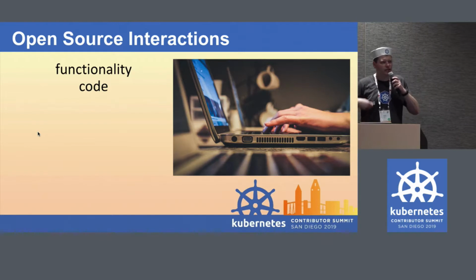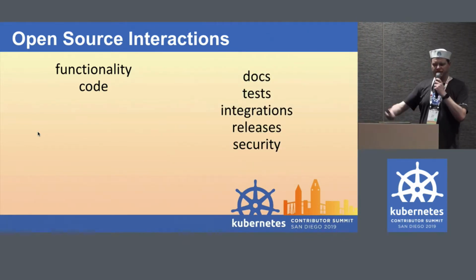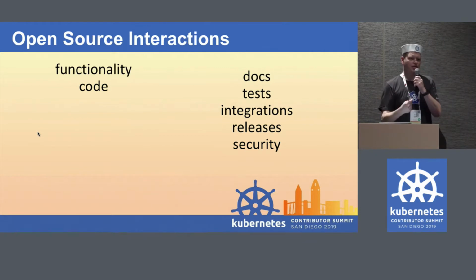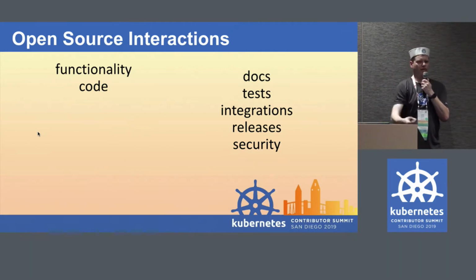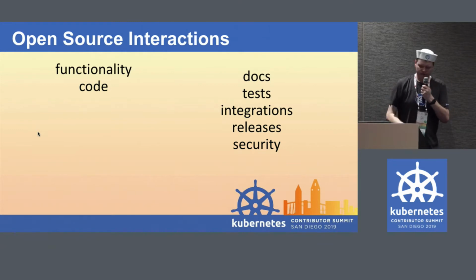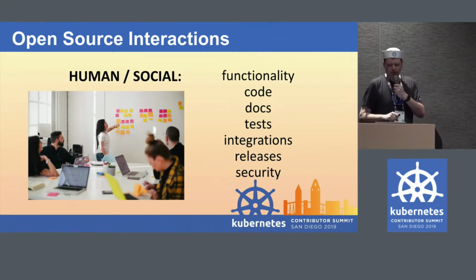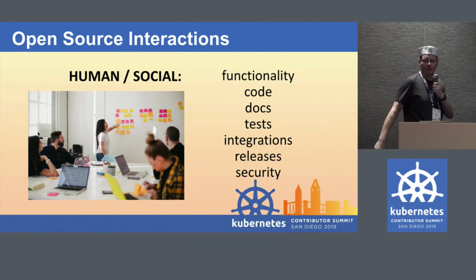When you think of functionality and code, think more of docs, tests, interactions, releases, security. It's more in depth than just a function and the code itself. You have to think of the entire software package, including user experience. So it's very human. Open source contributions are very human.